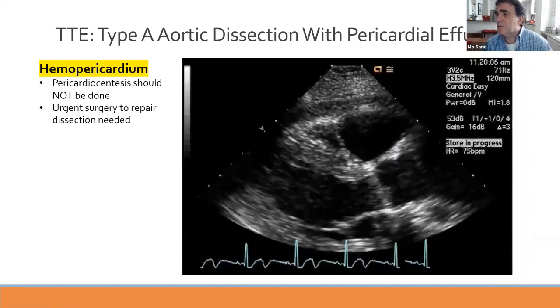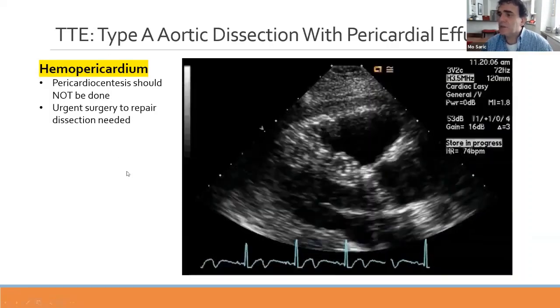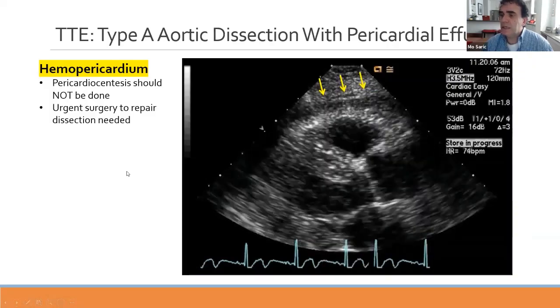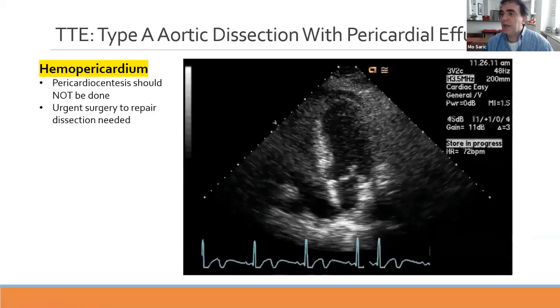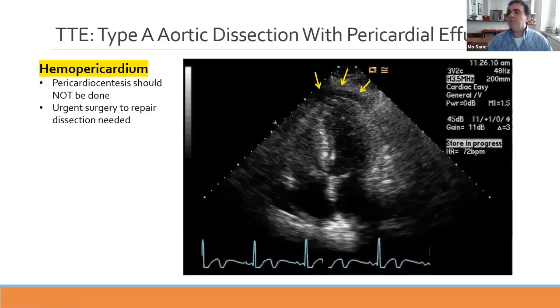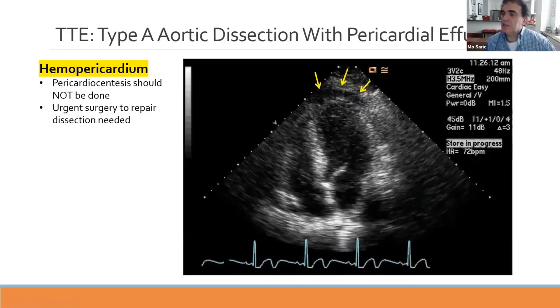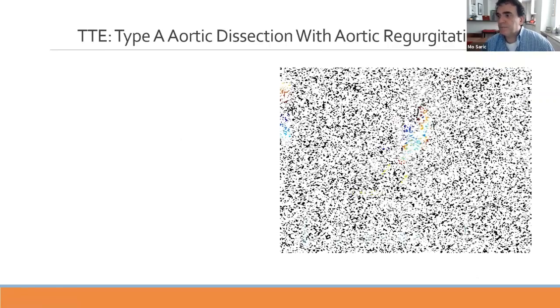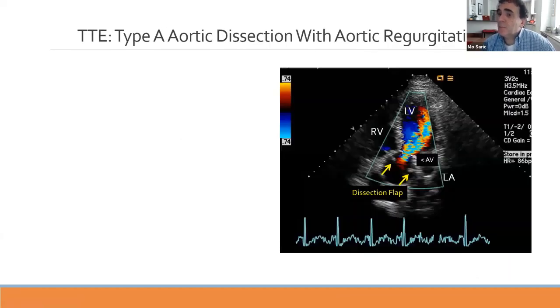Again, this is a zoomed image of a hemopericardium in a patient with a type A aortic dissection. Again, you see it in the apical four-chamber view. That is a hemopericardium in the early stages of its development. What are the other complications of dissections that we can see on transthoracic echocardiography?